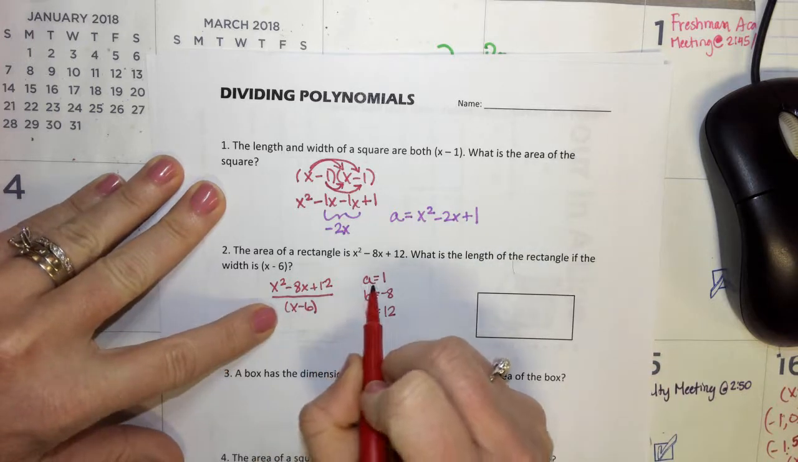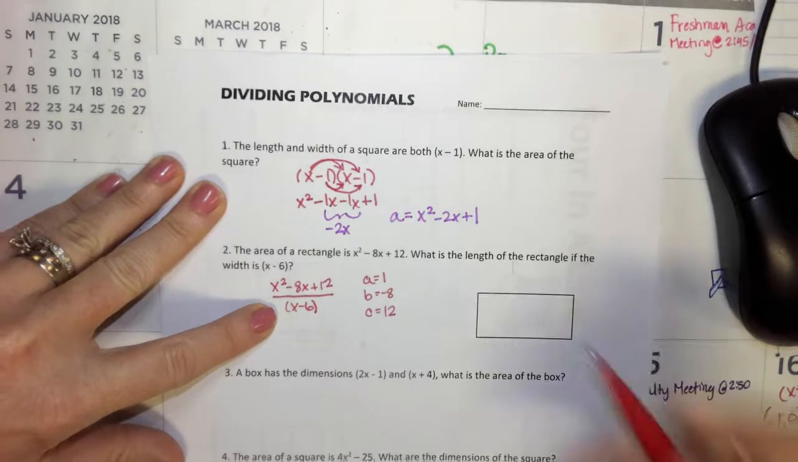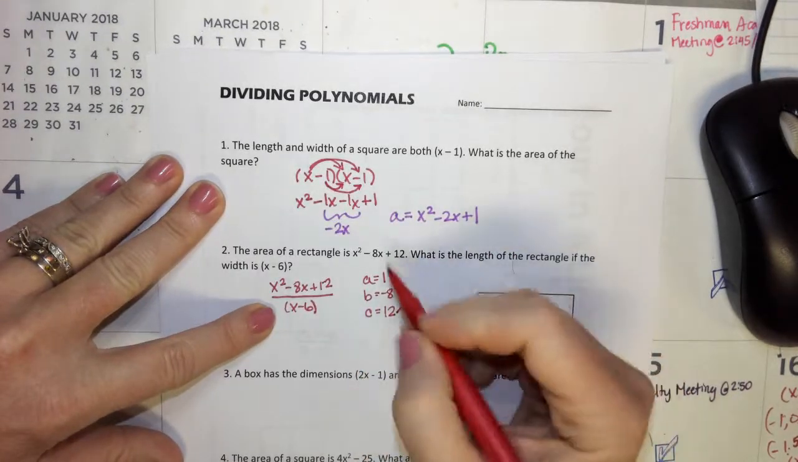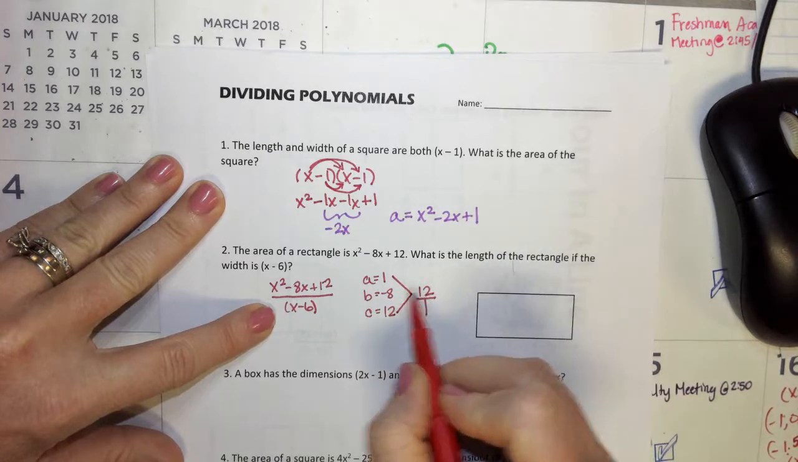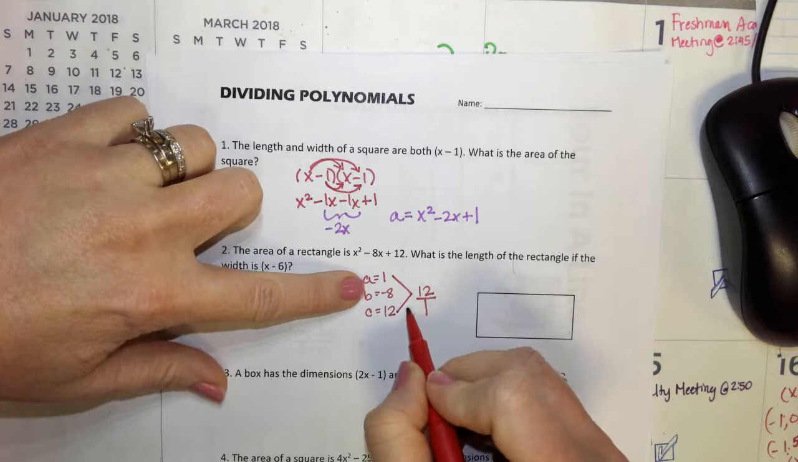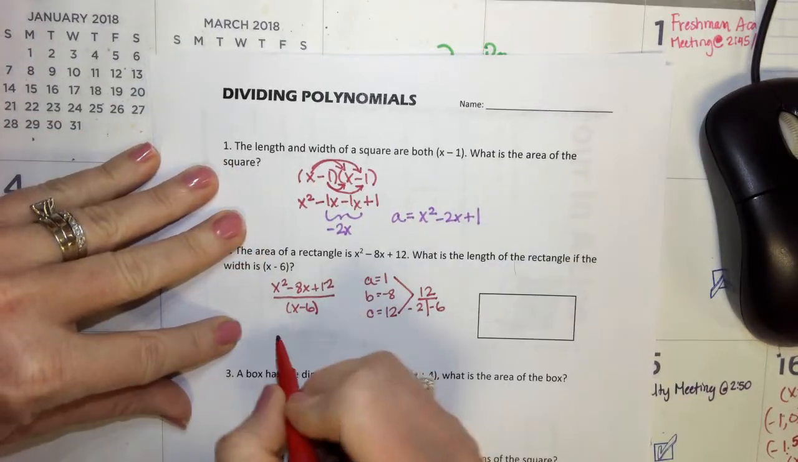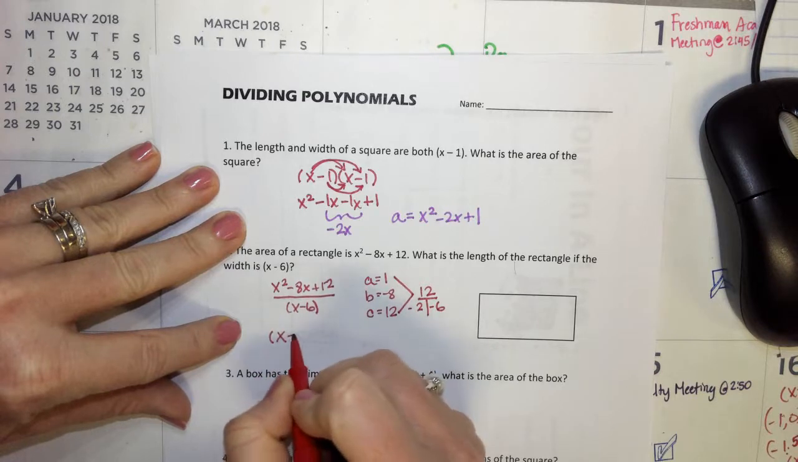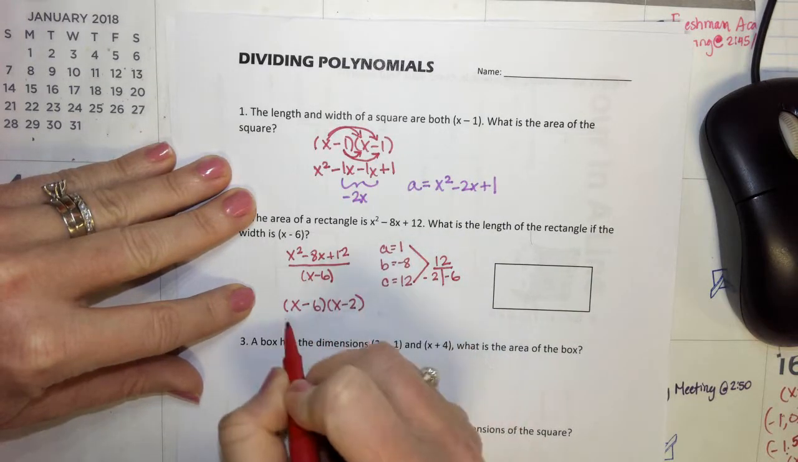So since a is equal to 1, I can go ahead and just start doing my a times my c because I don't need the box method. So a times c is going to be 1 times 12, which gives me 12. And two factors of 12 that add up to give me negative 8 would be negative 2 and negative 6. So therefore, my factors are going to be x minus 6 and x minus 2.